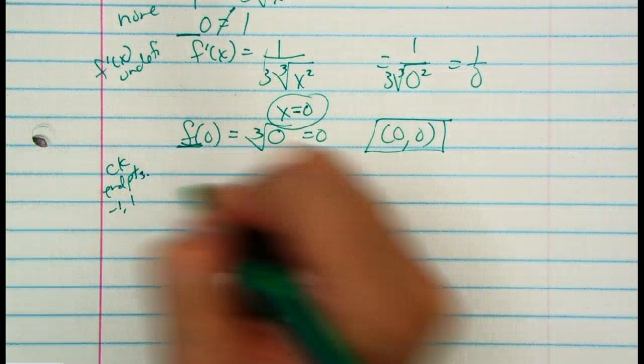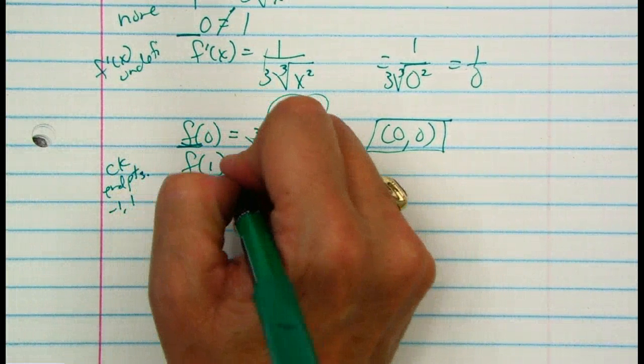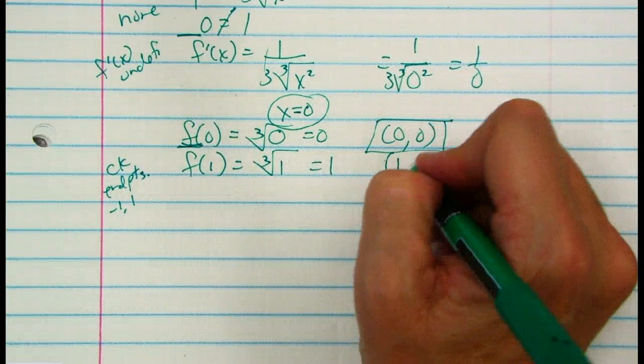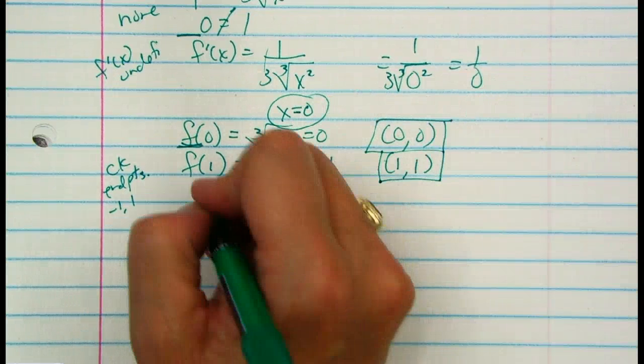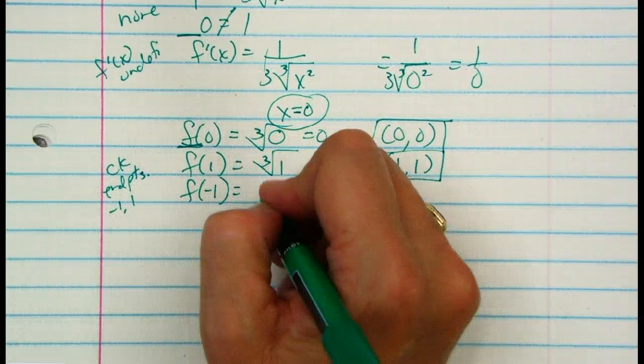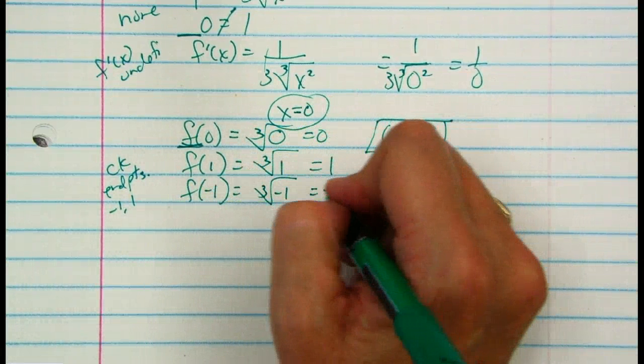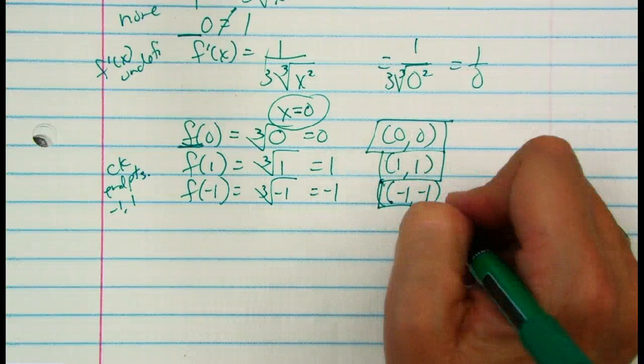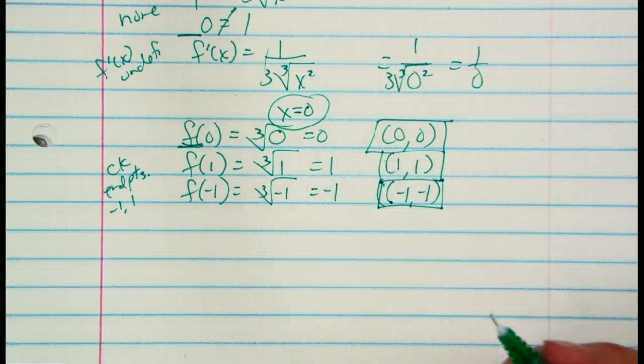Those are -1 and 1. So let's do f of 1. The cube root of 1 is 1. I get the ordered pair (1, 1). I'm going to test -1. The cube root of -1 happens to be -1. I get the ordered pair (-1, -1). I have 3 points. I have nothing else to do.